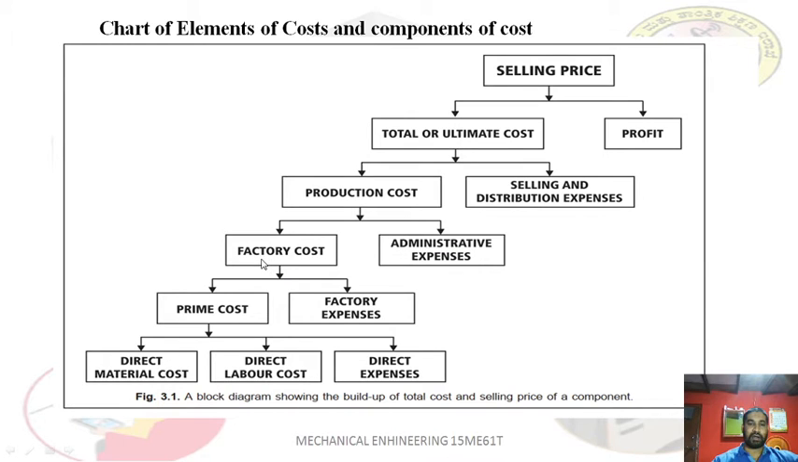If you add office expenses or administrative expenses, then it will become production cost, that will also be known as manufacturing cost or office cost. If you add selling and distribution expense to the office cost or production cost or manufacturing cost, that will become total or ultimate cost. If you add profit or loss to the total cost, then it will become selling price.